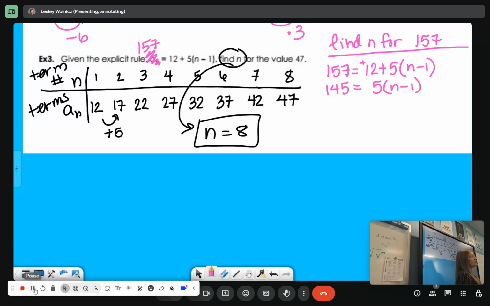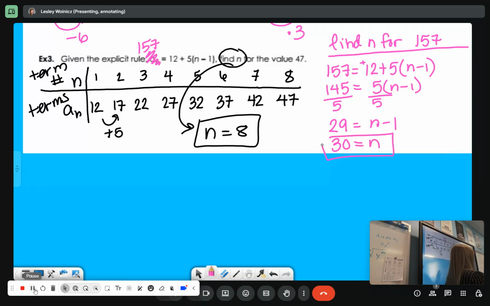Am I allowed to distribute? Yes. Is that my only option? No. Could I divide 5 away from both sides? Divide both sides by 5? Okay, so please ask your calculator what 145 divided by 5 is. 29. So 29 equals n minus 1. How do I undo the minus 1? Add it over. 30 is n.